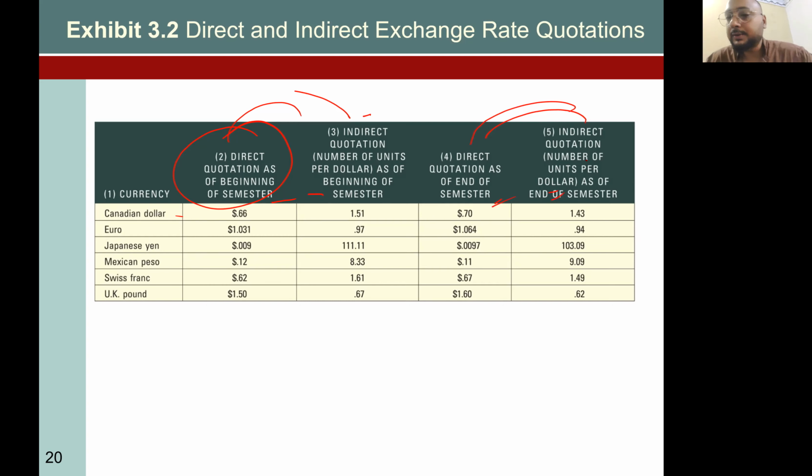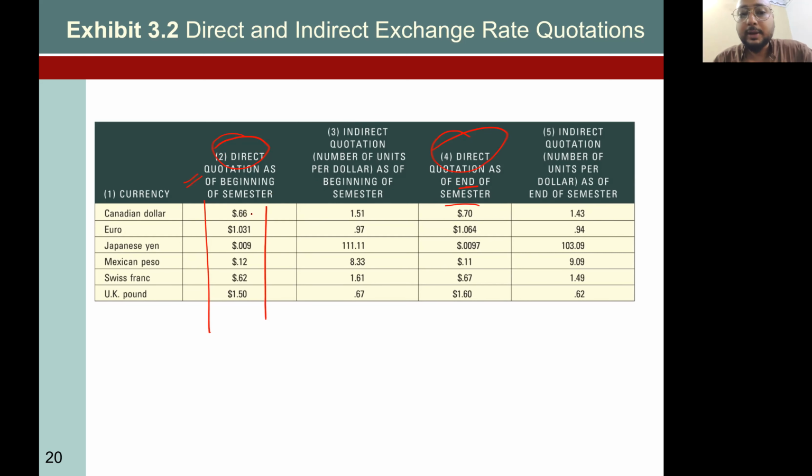So what did you notice here? This is at the beginning of the semester, direct quotation must be compared with the direct. Always comparison must be apple to apple. So direct quotation as of beginning of the semester and direct quotation as of the end of the semester. So what did you notice here? Currency exchange has been changed.